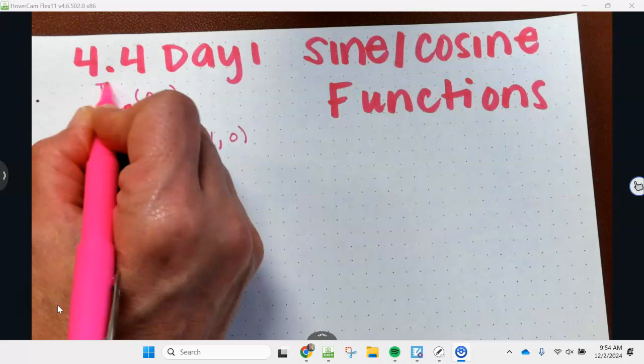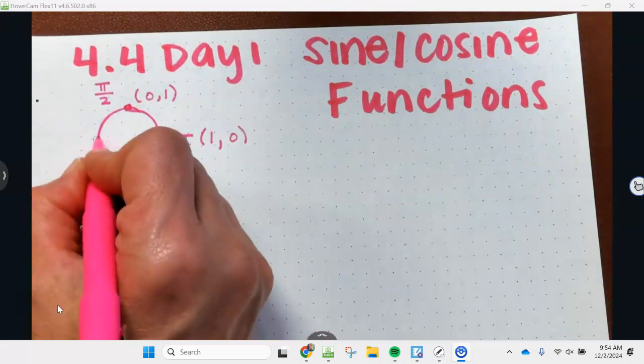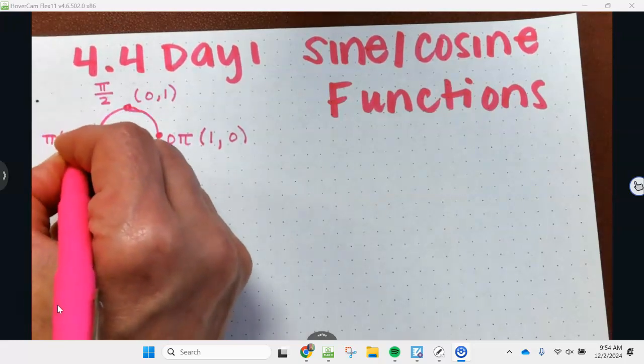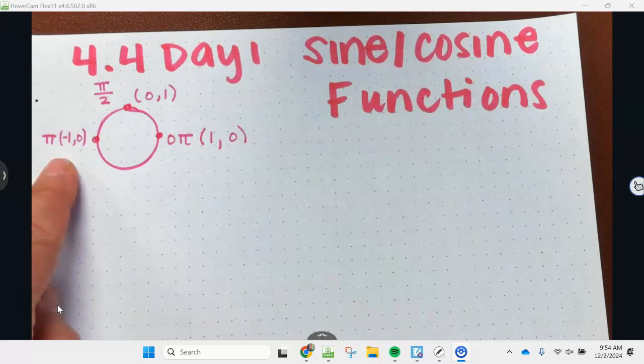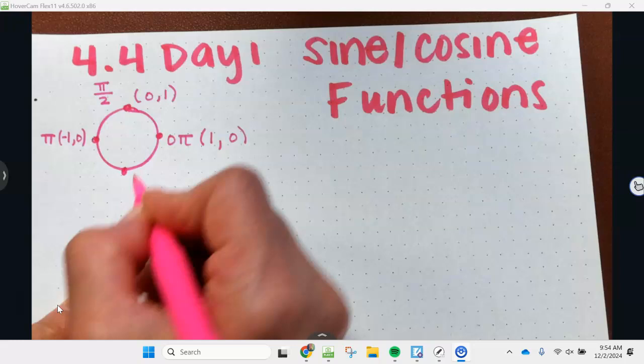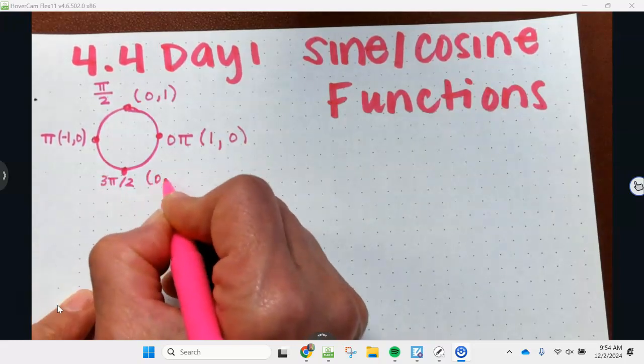And remember, that's pi over 2. And then, of course, on the left, y'all, this is plain pi. And that is -1, 0. So the cosine value is -1. The sine value is 0. At the bottom, this is 3 pi over 2. And we know this is 0, -1.